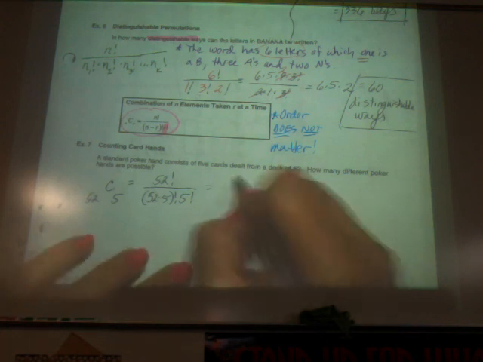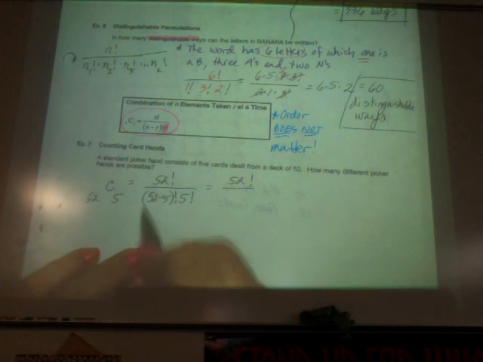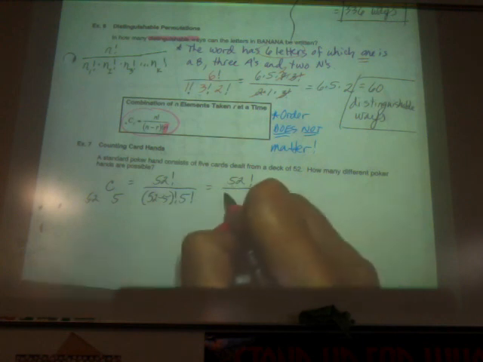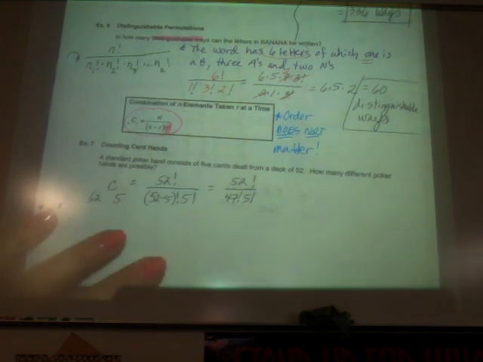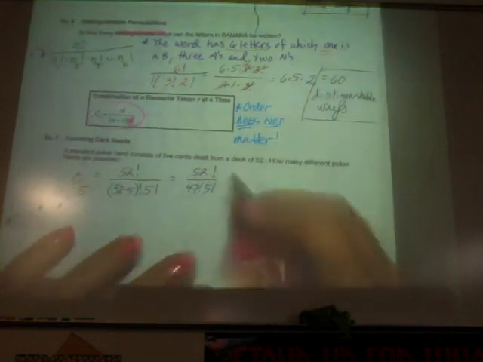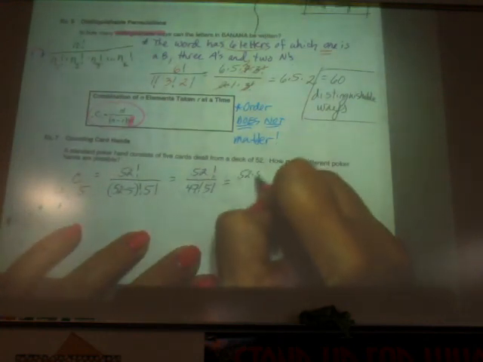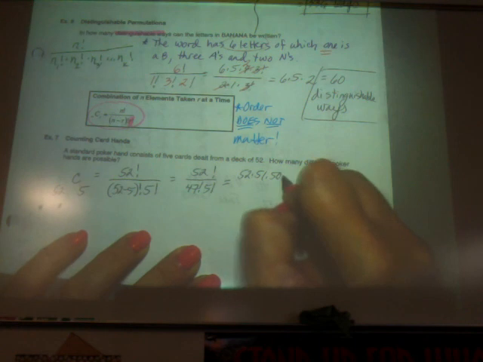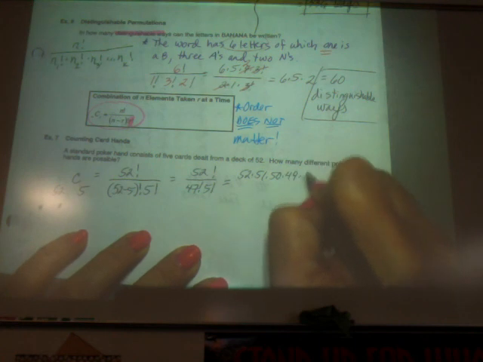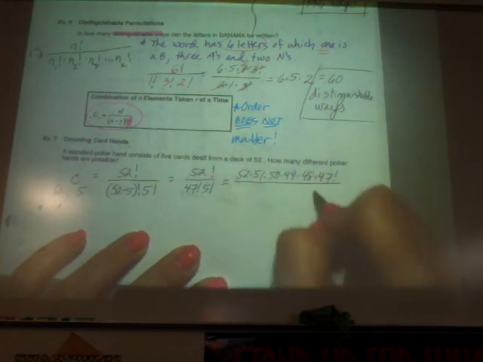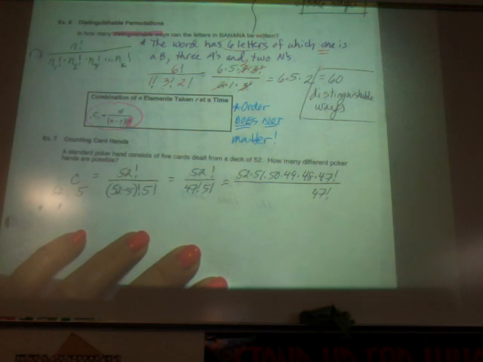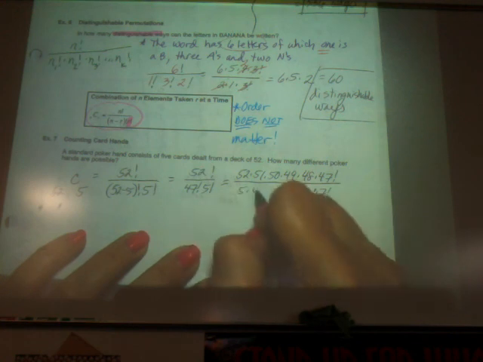So I really have 52 factorial over 52 minus 5, which is 47 factorial, times 5 factorial. Which is the bigger factorial in the denominator? 47. So you're going to do 52, 51, 50, 49, 48, and you're going to stop at 47 factorial. Because then you're going to put 47 factorial over here, so you can easily cancel it out, and then put your 5 factorial out here. 5, 4, 3, 2, 1.